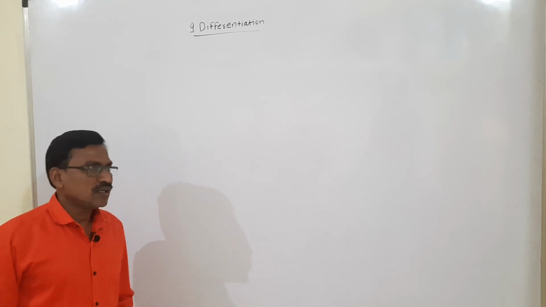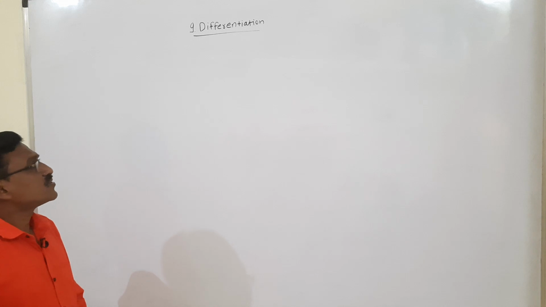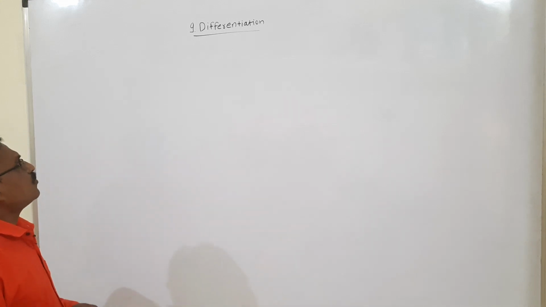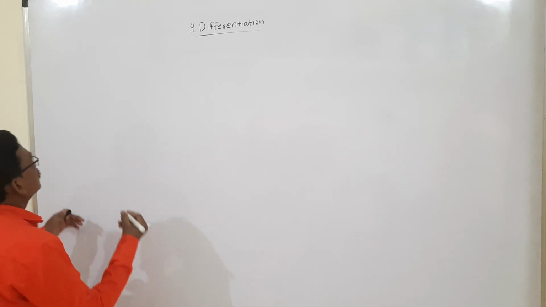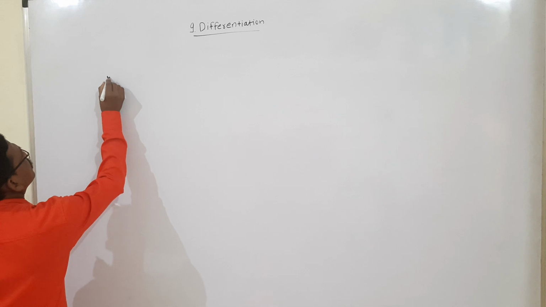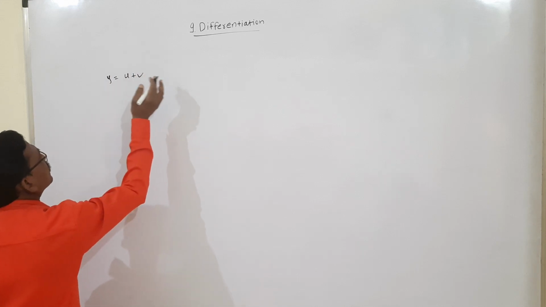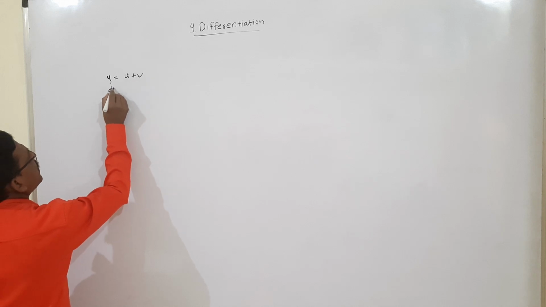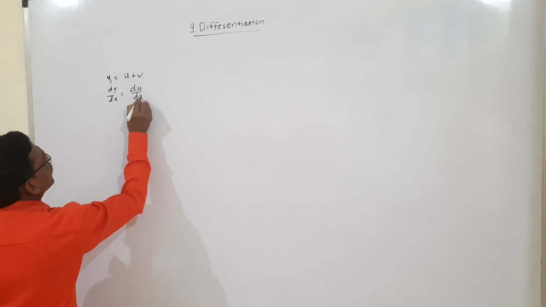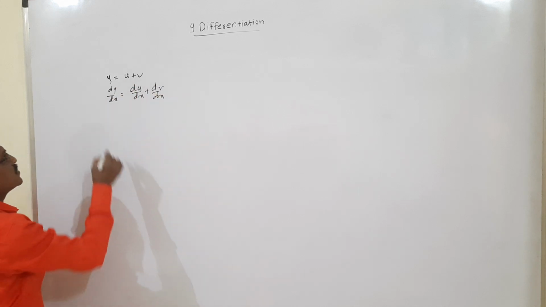Hello student, in the last lecture we have seen the rules of differentiation, there are four rules. So the first rule is the derivative of a sum of functions, like y equal to u plus v, then we differentiate this: dy by dx is equal to du by dx plus dv by dx. So this is the sum rule of differentiation.